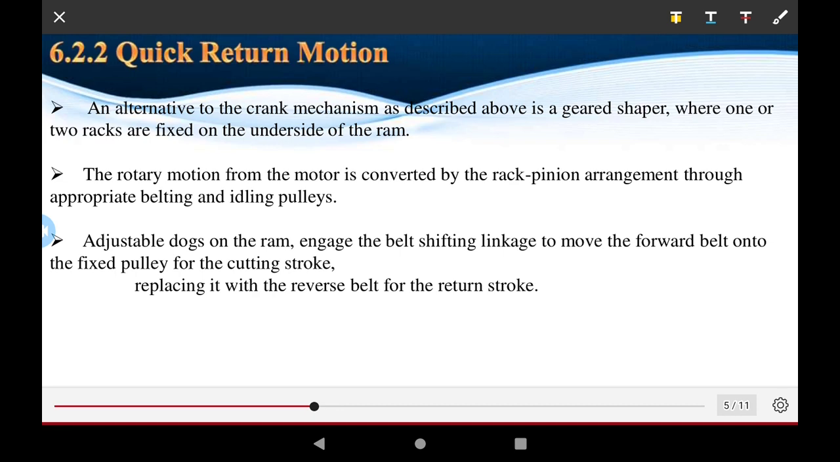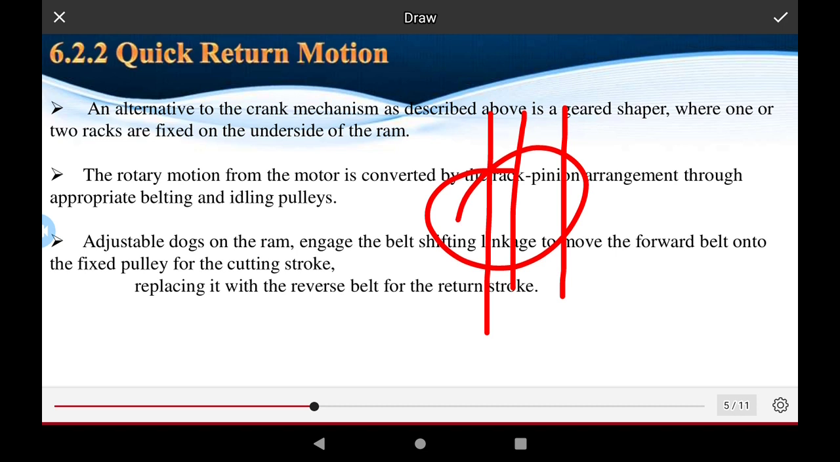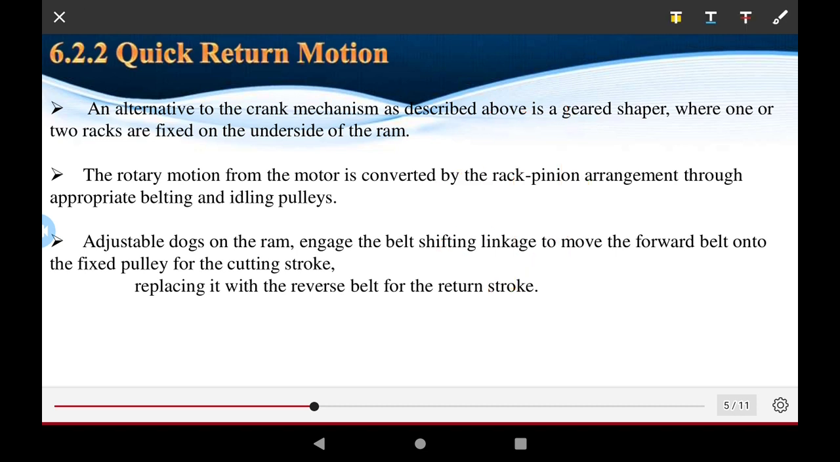Belt motor for the fixed pulley. Suppose that this is the fixed pulley, and the pulley is fixed on the shaft, okay, for cutting, the cutting stroke of the mechanism, and reciprocating it with the reverse belt for the return stroke of the machines.